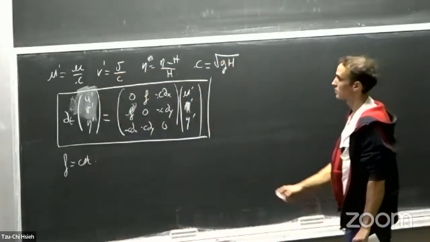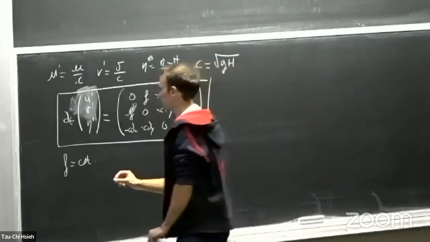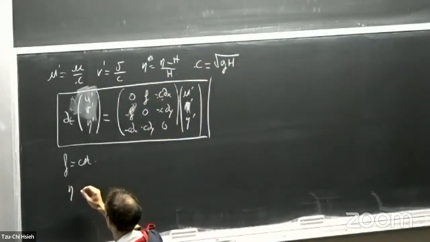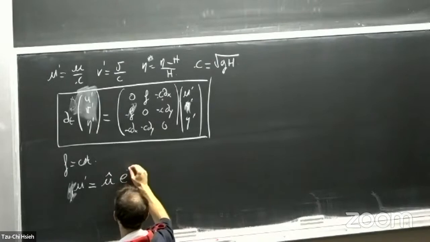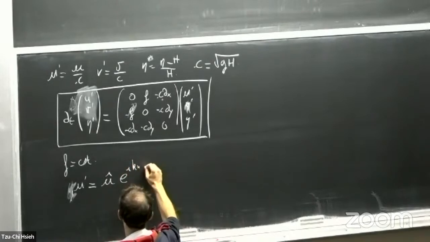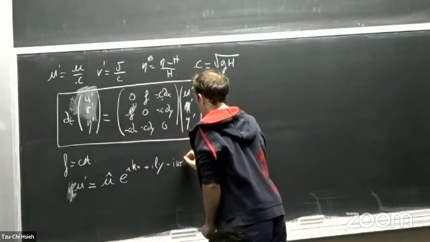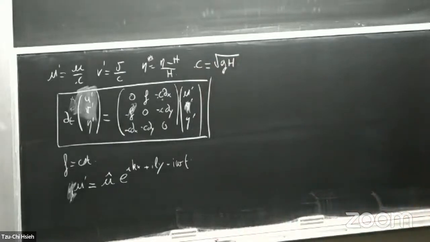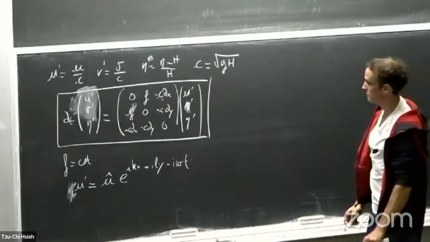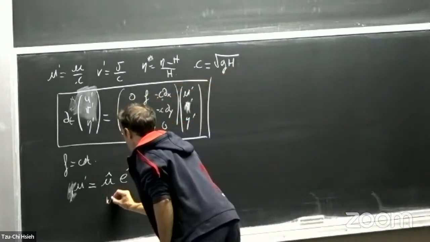Then you get a simple problem because all the coefficients are constant, and you can look at solutions of the form u prime equals u hat e^(ikx plus ily minus i omega t), plane wave solutions. That's why the Kelvin problem is simple. And the same for eta and v.